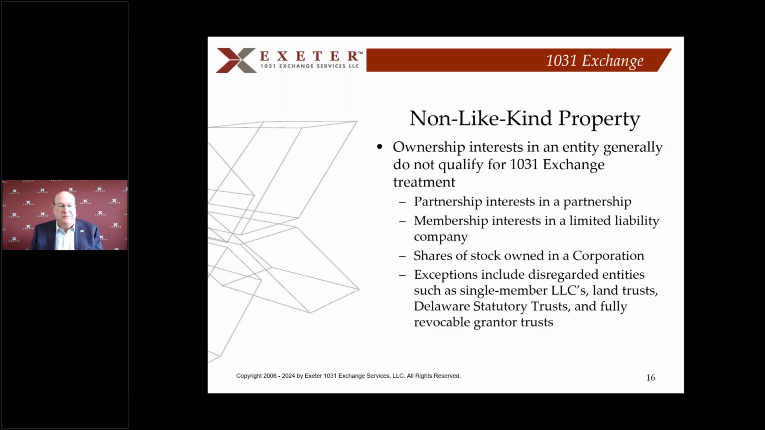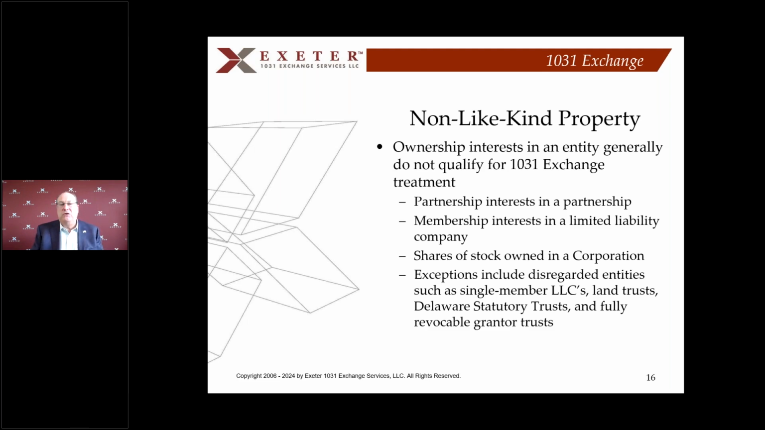That's a problem because the LLC has 3, 4, 5 members, so it's treated as a partnership for tax purposes. If you don't buy in the same LLC, it's going to be considered a different taxpayer. That's the problem. So if you buy in the same 5 individual names, that is not the same as the LLC, which is a partnership.